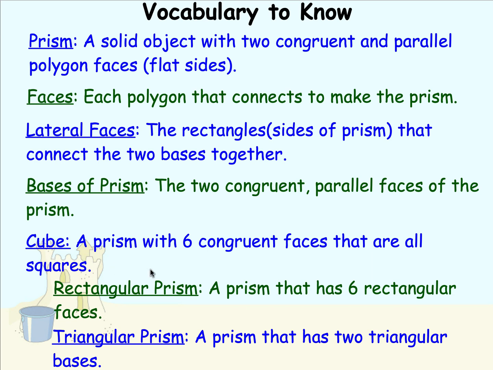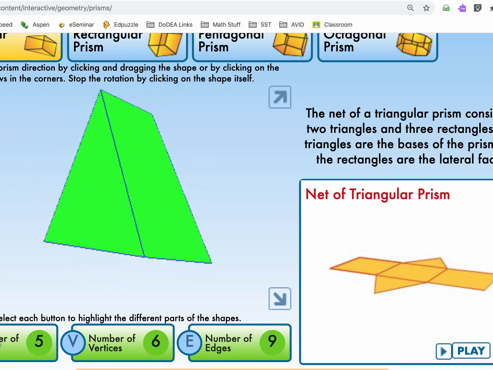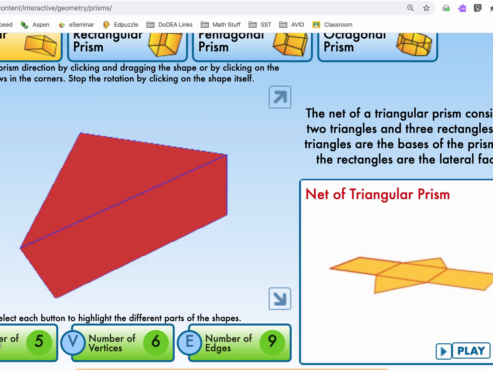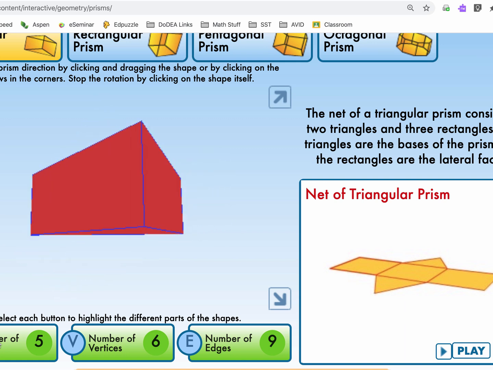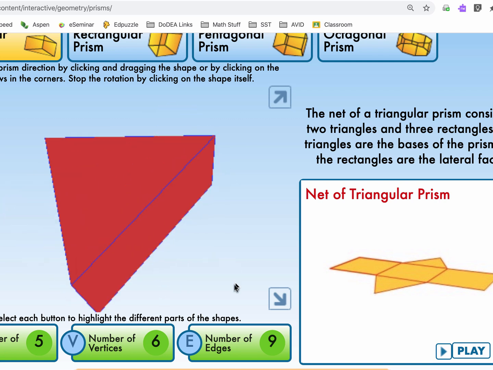Cube is a special name for a rectangular prism, and it has 6 congruent faces that are all squares. A rectangular prism has 6 rectangular faces versus a triangular prism, which has 2 triangle bases. So this is a triangular prism, and you see down here it says that it has the 5 faces. And when we're looking at it, I see a triangle. So that's one of its bases. And if I flip it over on the other side, that's its other base that's parallel to it.